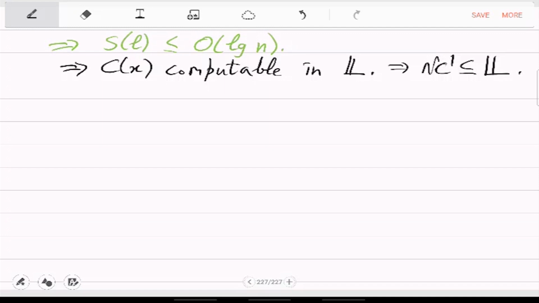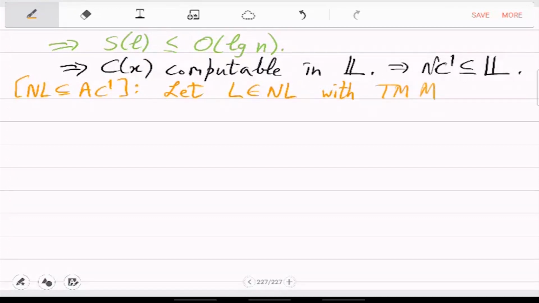L is clearly in NL, that is trivial, and why is NL in AC1? Let's focus on that. So for this, let L be a problem in NL with Turing machine M and input X of length n. This is the setting. You have a problem L in NL with Turing machine M, which only takes log space, but it's an NDTM, and it is running on input X.